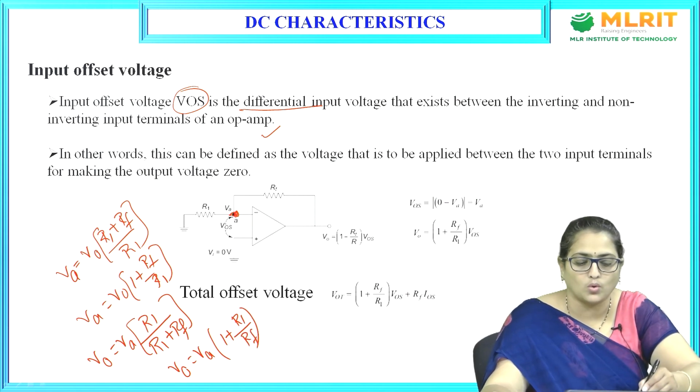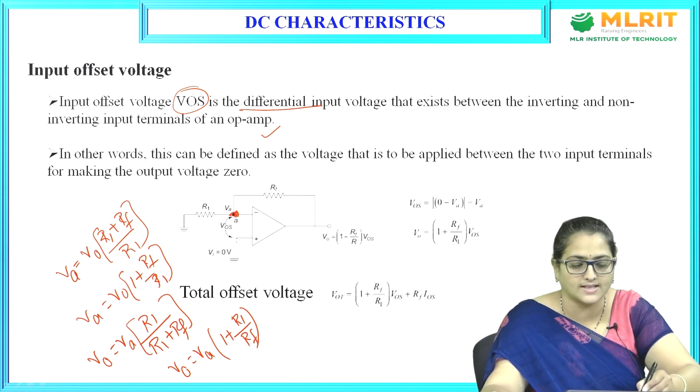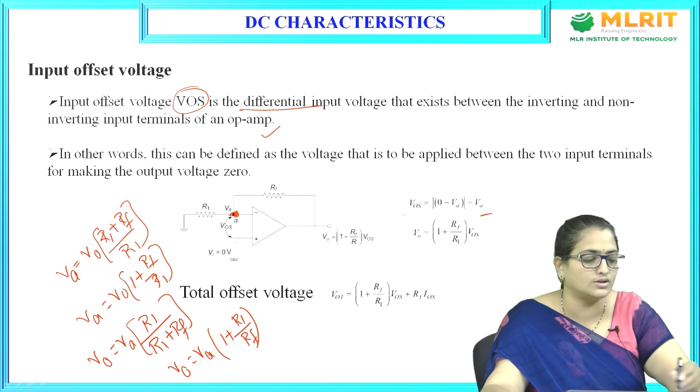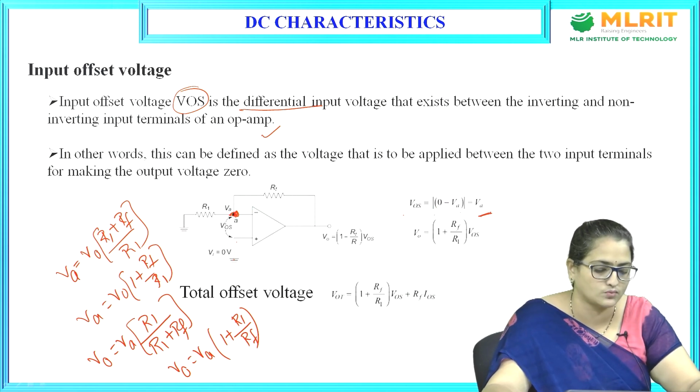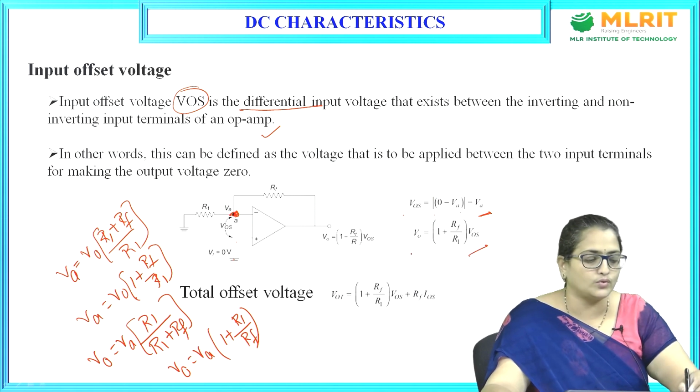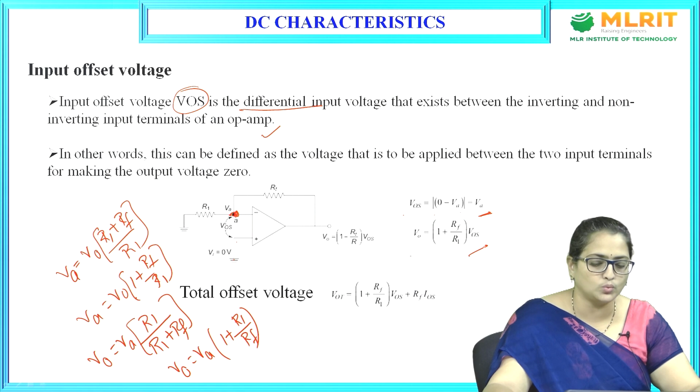But the offset voltage VOS is given as VA minus VI, where VI is equal to 0. So we can write V0 is equal to VA. VOS is equal to 0 minus VA, that is, the input voltage at the non-inverting terminal minus the inverting terminal. The input voltage at the non-inverting terminal is 0 volts, minus the voltage at the inverting terminal, which is VA. So 0 minus VA, which you can write as VA. So VA can be given as V0 into 1 plus RF by R1. Or we can say that V0 is equal to 1 plus RF by R1 into VOS.